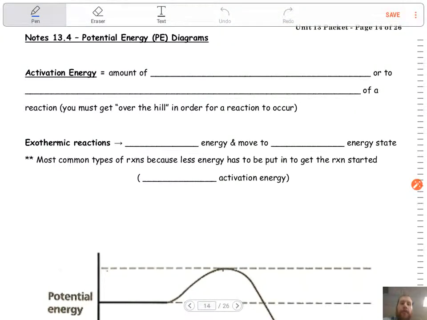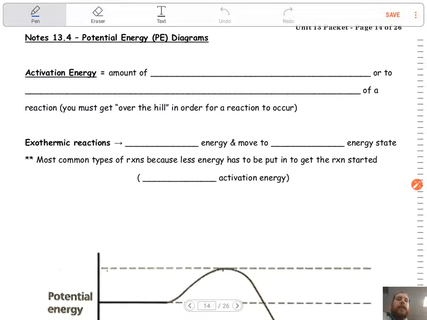Guys, this is video 13.4. We're going to be talking about potential energy diagrams today, something that you will be asked to either label or draw. I think last year on the Regents there was a question like, draw the potential energy diagram for the following reaction, and you've got to be able to know what to do with the information that they give you. So let's jump right into some more terminology.